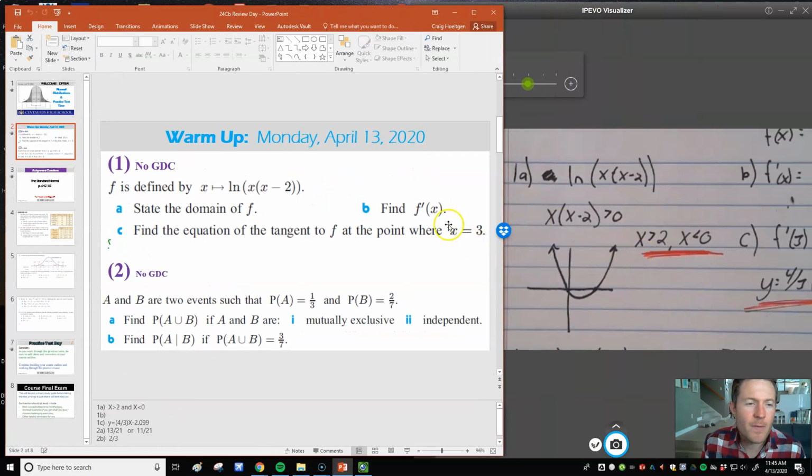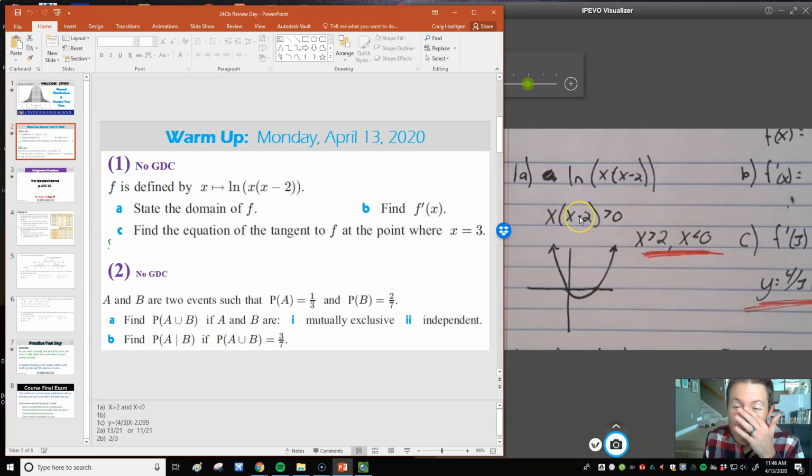All right. So for the very first one, here we have some functions. State the domain of f. This just means what x values can you put into it. Remember, for logs, you cannot put negatives or zeros inside of logs. So we're asking ourselves what is going to break it, and we want to set it so that it doesn't break. So I'm just going to set the inside here to be greater than 0. It can't equal 0, it needs to be greater than 0.